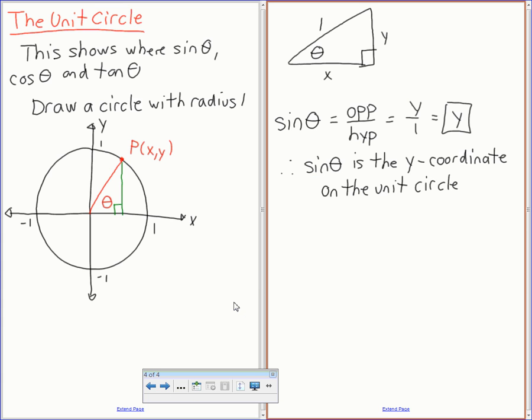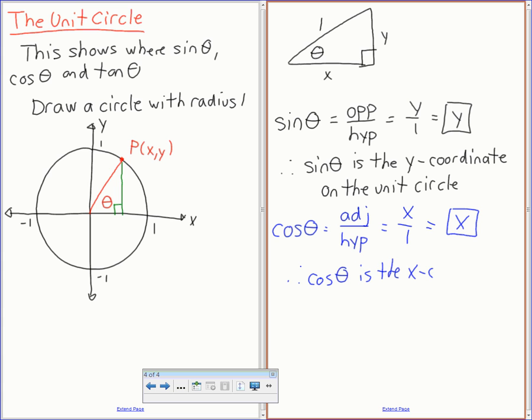So can we do the same thing here? Can somebody be brave and do the same thing for cosine? Luke, go ahead. I'm guessing it's X. Good. Can you prove it to me? First sine was Y. Good. So prove it to me. Why do I have to prove it? Which is fair, because I'm going to ask you to prove it on your test. Because cos theta is the x coordinate.